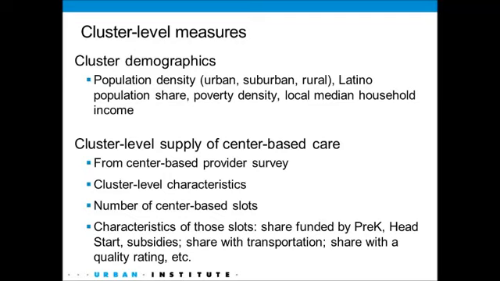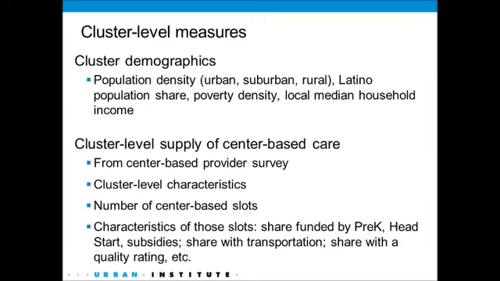And then we also wanted to merge in data from the Center-Based Provider Survey about the local availability of center-based care. So we were able to create some measures of the cluster-level characteristics of center-based providers, the total number of center-based slots, and then the characteristics of those slots, like the funding sources for the slots, the share of slots that were in centers that provide transportation, the share that were from providers with a quality rating, and things like that.